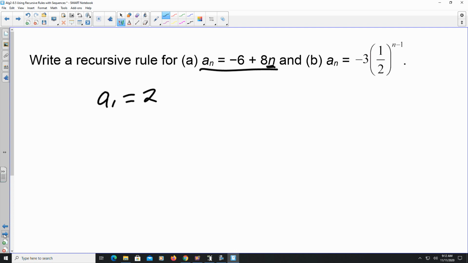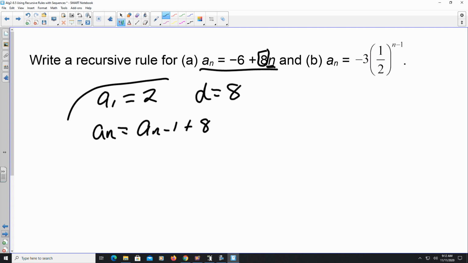From here, I need to figure out what d is, the common difference. Since n is being multiplied by 8, I know that my common difference is 8. So now, knowing that a sub 1 is 2, I can figure out my rule using the recursive rule, knowing that it is arithmetic. It is going to be a sub n minus 1 plus 8, and I know that a sub 1 is 2.